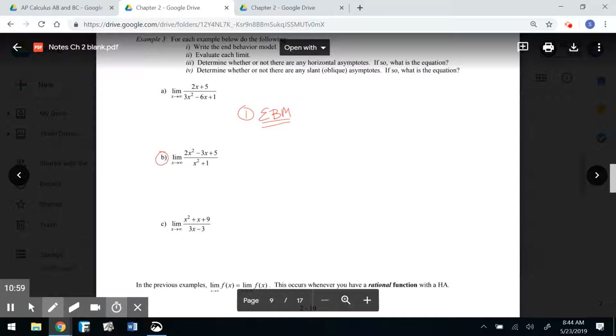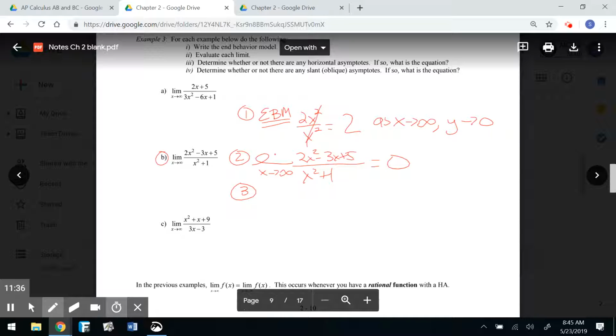End behavior model, first step, whenever I'm doing a limit of a rational function, I divide the highest degree upstairs by the highest degree downstairs. If I do that, bam, those cross out. I get an answer of 2. So what does that mean? As x approaches, in this case we're just worried about the infinity case, as x approaches infinity, where does y go? Let's write this all out nicely. The limit as x approaches infinity of 2x squared minus 3x plus 5 all over x squared plus 1. And what does that equal?